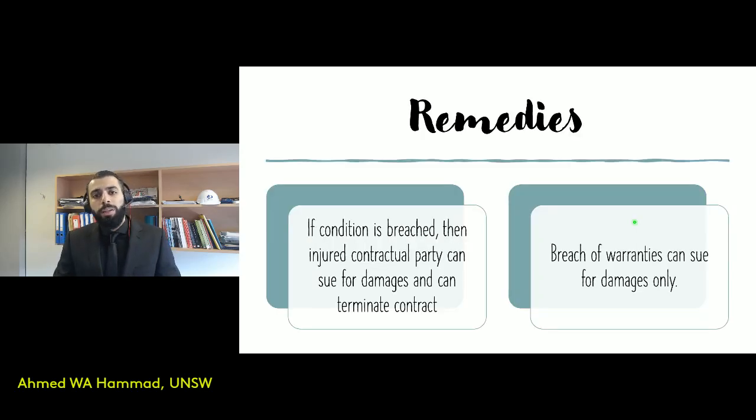As I said, the importance of differentiating between conditions and warranties lies in the fact that there are different remedies. So if a condition is breached, the injured party would be entitled to sue for damages, but it can also terminate the contract. On the other hand, if a warranty was breached, then the injured party can sue only for damages. So there's no termination that's available for the injured party if it is a breach of warranty.